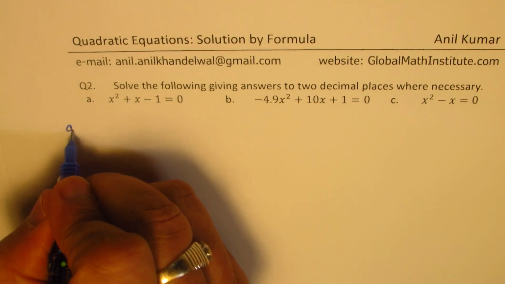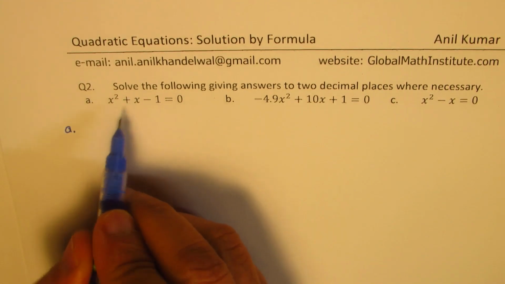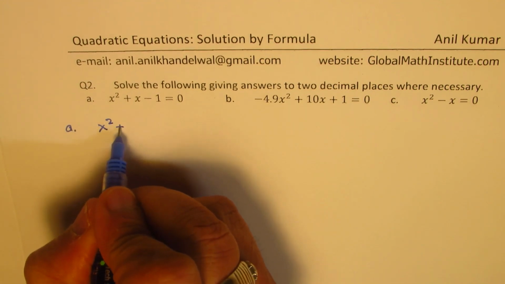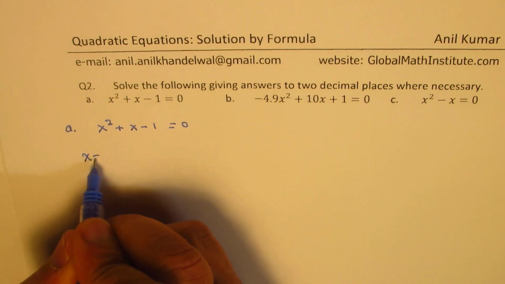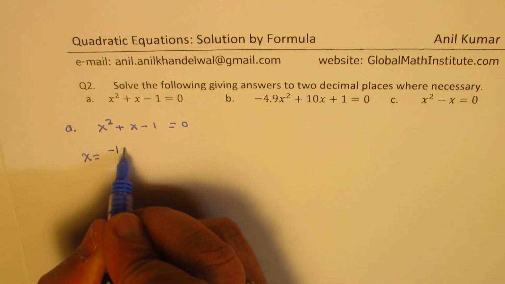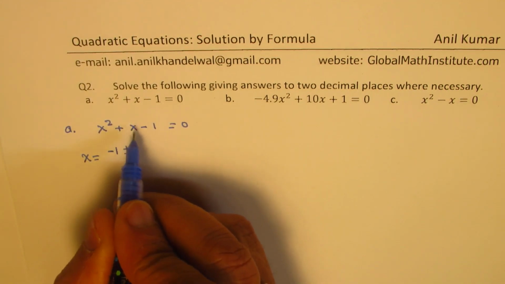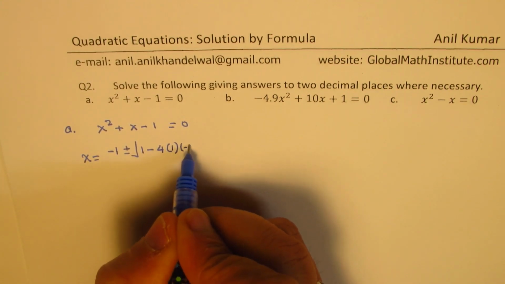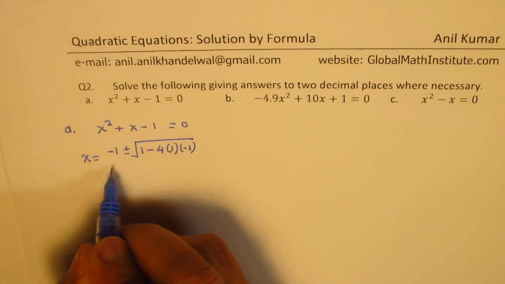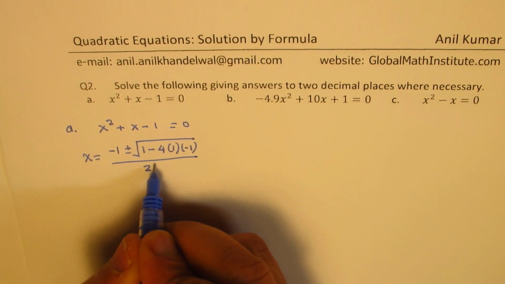So A for us is x squared plus x minus 1 equal to 0. So applying the formula, we get x equals to minus of 1 plus minus 1 square minus 4ac, right? So 4 times 1 times minus 1 divided by 2 times a, which is 1.